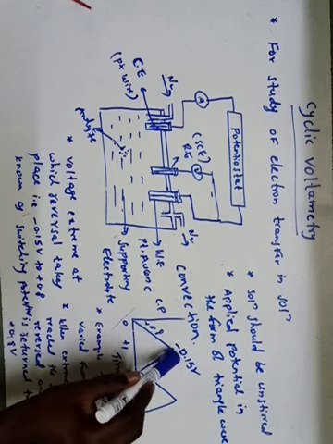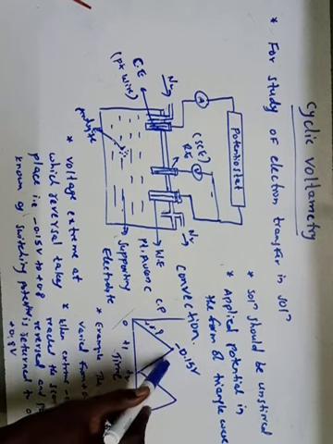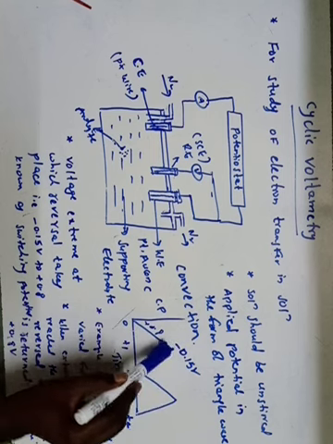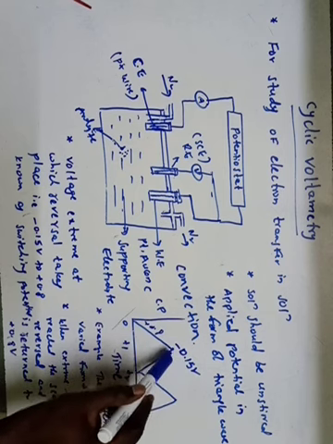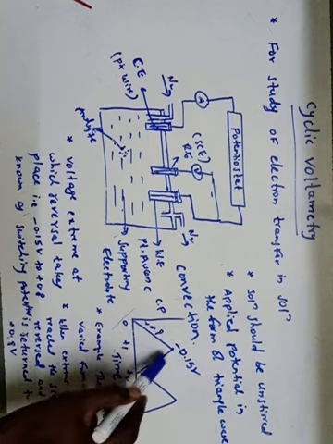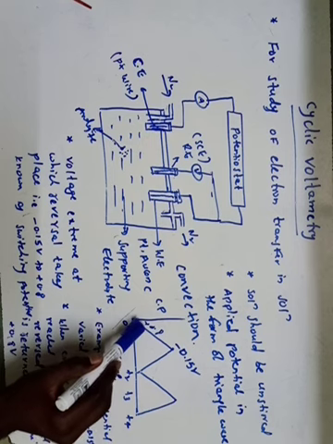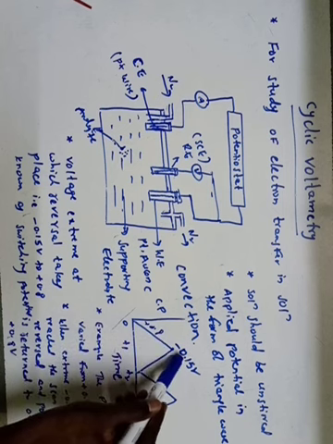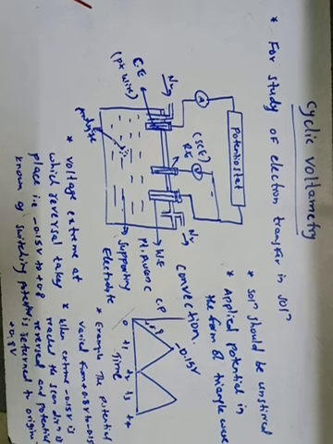The scan in the direction of more negative potential is termed the forward scan. Means from here to here is known as the forward scan, while the other one, from here to here, is known as the reverse scan. That means from 0.8 to minus 0.15 volt is the forward scan, and from minus 0.15 volt back to its original position, 0.8 volt, is the reverse scan.